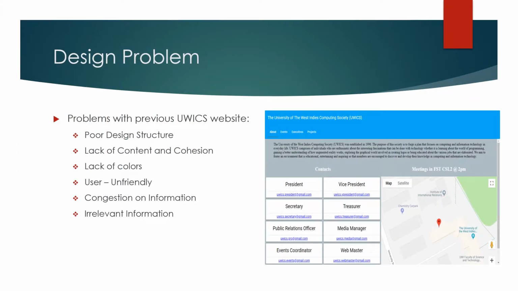The existing UX website contains a lot of issues and problematic things with it. As can be seen in the image on your right, these issues include poor design structure, lack of content and cohesion, lack of colors, user unfriendliness, congestion of information, as well as irrelevant information.